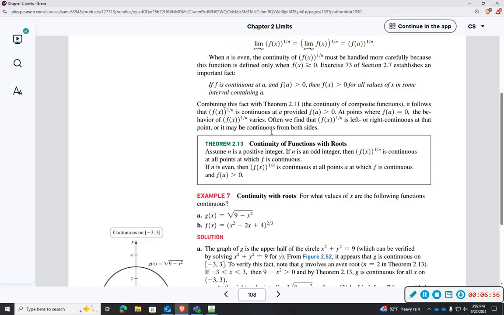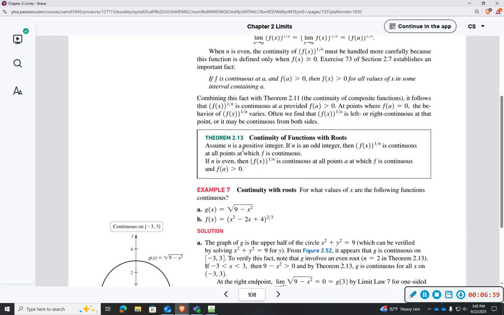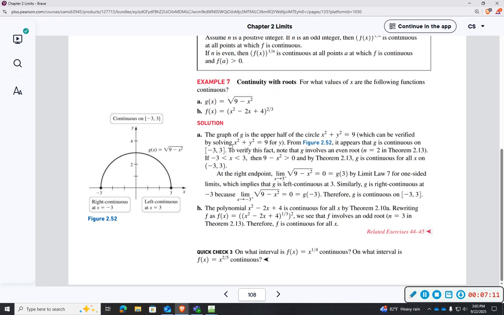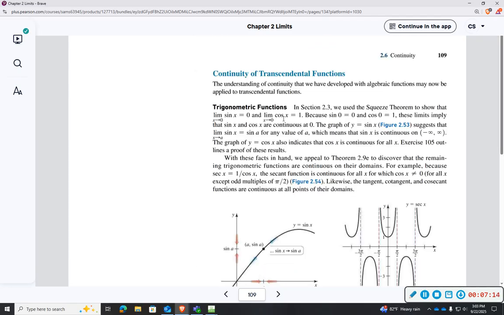We have some involving roots. So, continuity with roots, assume n is a positive integer. If n is odd, then f of x to the 1 over n power is continuous at all points at which f is continuous. If n is even, then f to the 1 over n power is continuous at all points at which f is continuous and f of a is greater than 0. So it's got to be positive. When you deal with even powers, you have to have a positive under that square root. And you got some examples of that here.